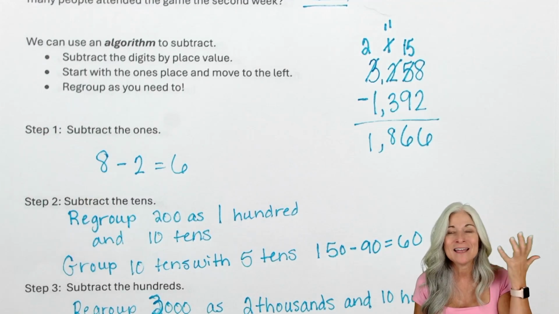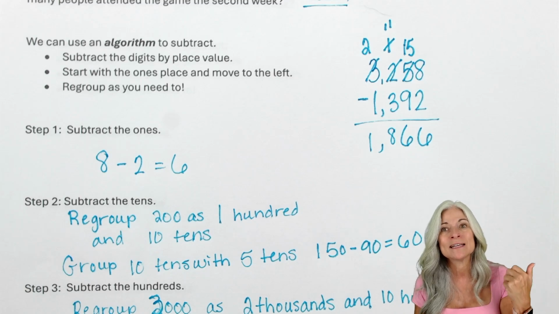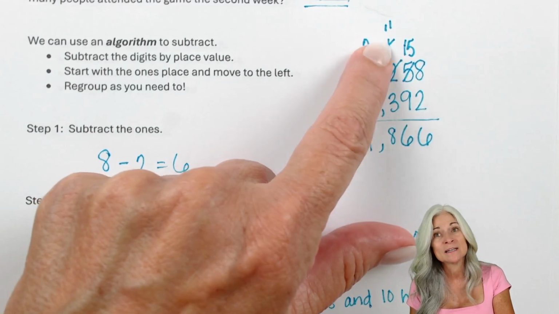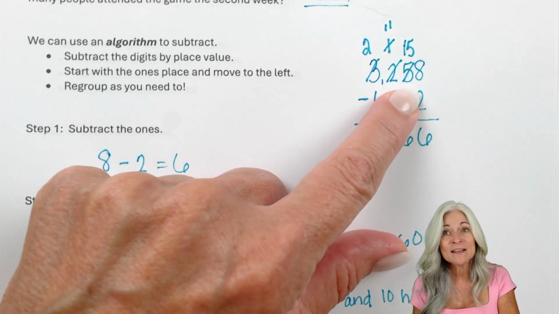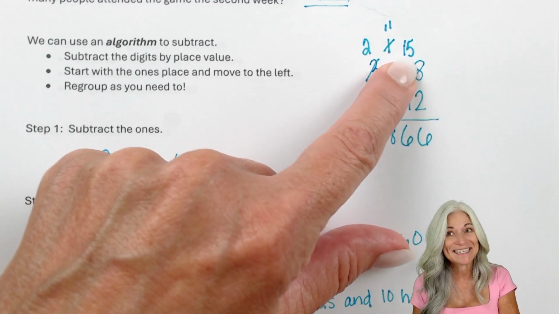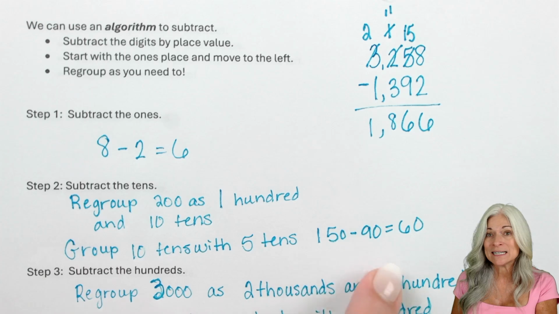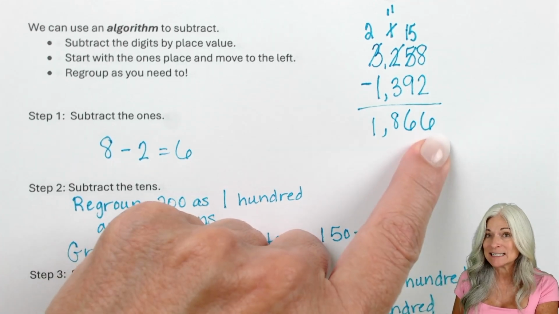Again, is that helping to build that foundational understanding of what we're doing? Instead, if we say, let's regroup 200, let's make it 100 and 10 tens. When we add those 10 tens to these 5 tens, we now have 15 tens. So now we can subtract 15 tens minus 9 tens, and get 6 tens.